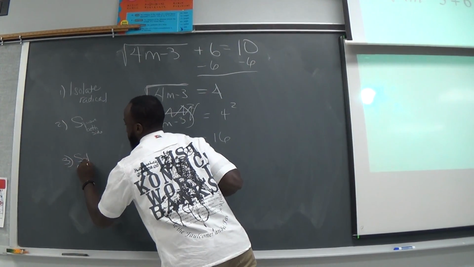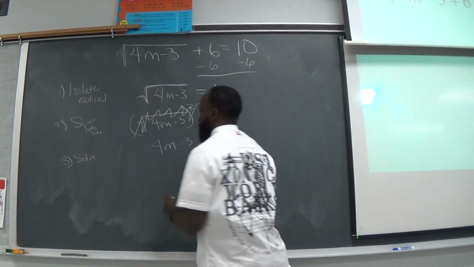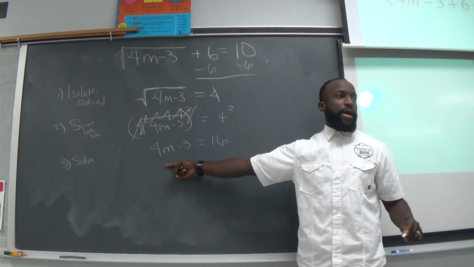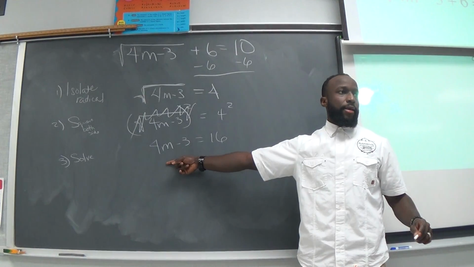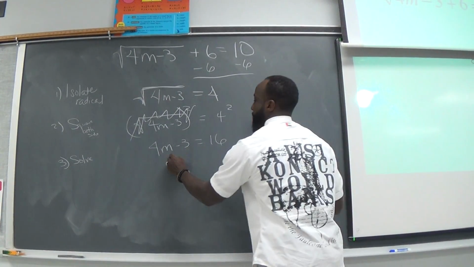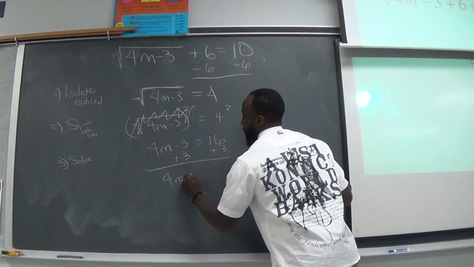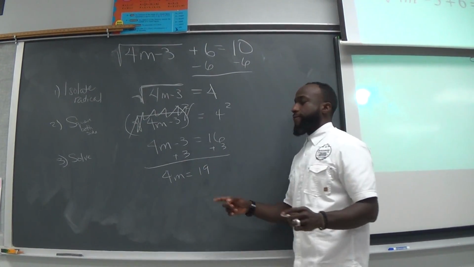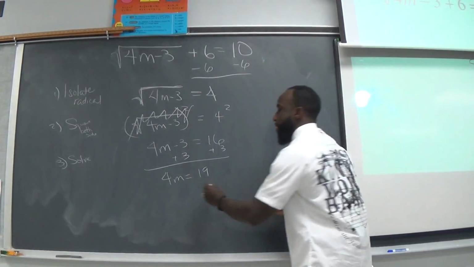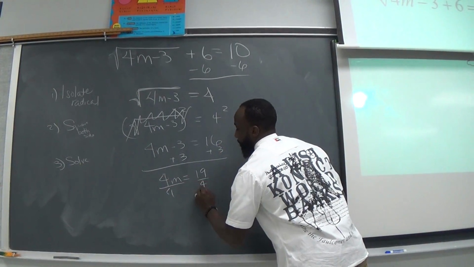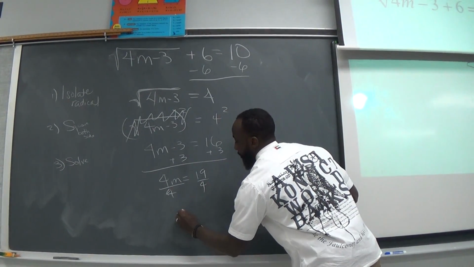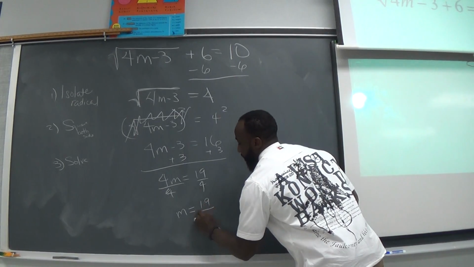From here, you solve for x, or solve for the variable. Okay? To get m by itself here, we have to do what? Add 3 to both sides. So we added 3 to both sides, and so we get 4m equals 19. And then finally we divide by 4. Divide both sides by 4. So m equals 19 over 4.